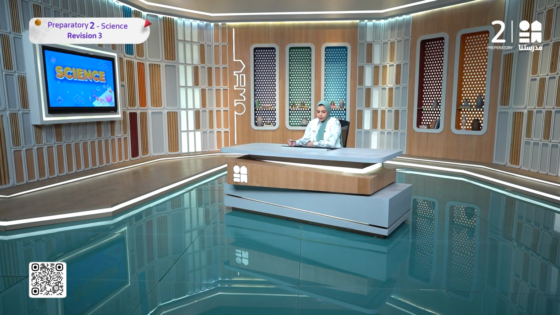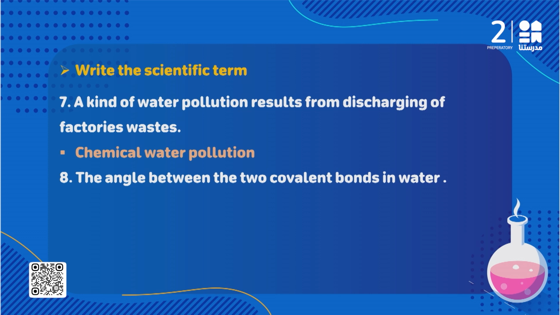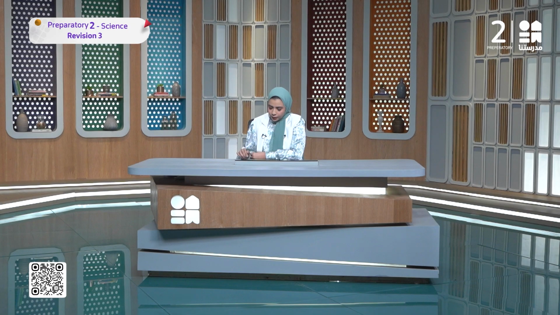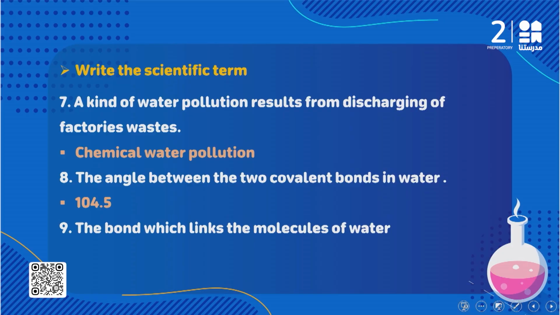Okay, the angle between the two covalent bonds in water. We said the water molecule consists of one oxygen atom and two hydrogen atoms. And the type of the bond between oxygen and hydrogen is called what? Single covalent bond. And the angle between the two single covalent bonds in the water molecule equals what? 104.5 degree.